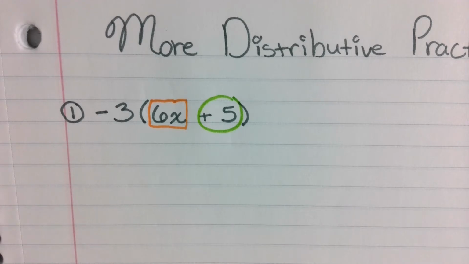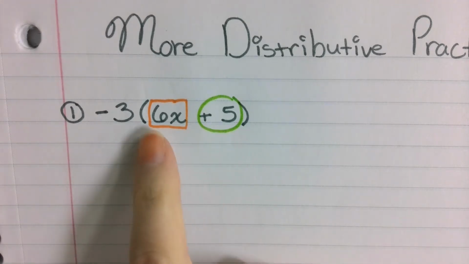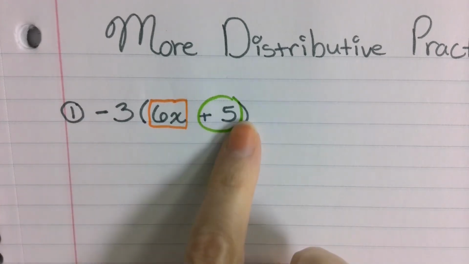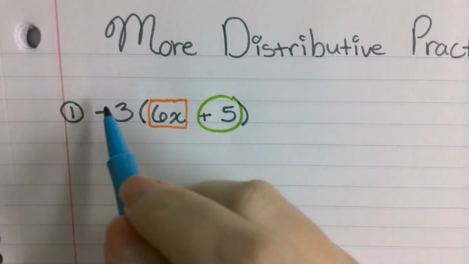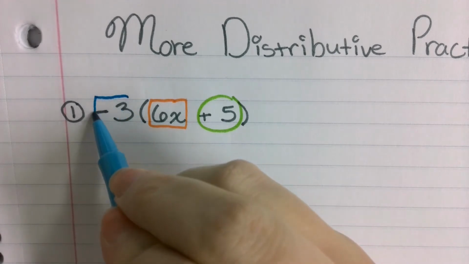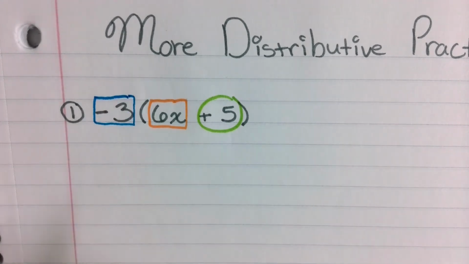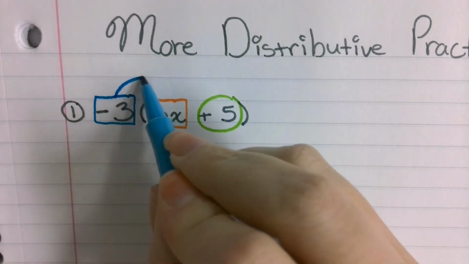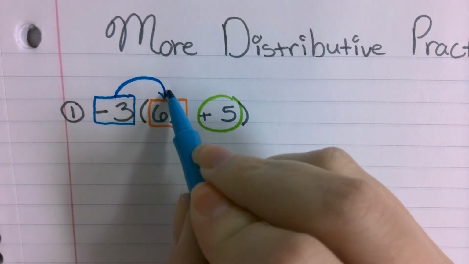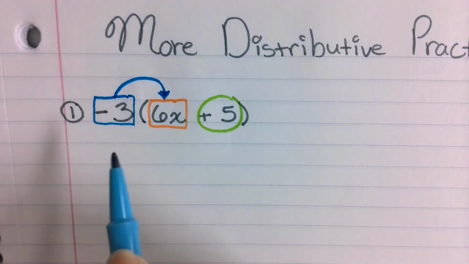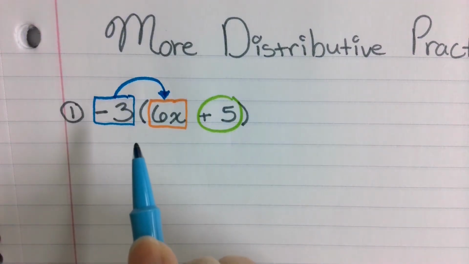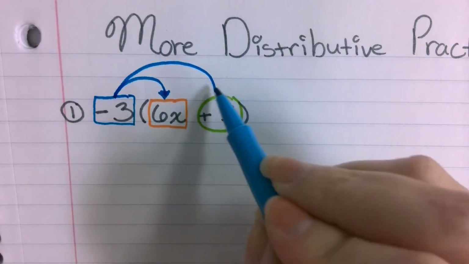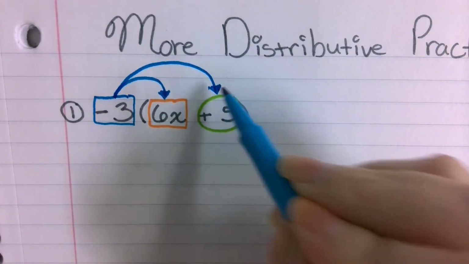6x plus 5. Those are two separate terms, the 6x and the +5. That -3 is what's going to get distributed to each component. And when I say distributed, what operation am I talking about? When I distribute, what operation is that? Multiplication. Good. When I distribute, that's multiplication.